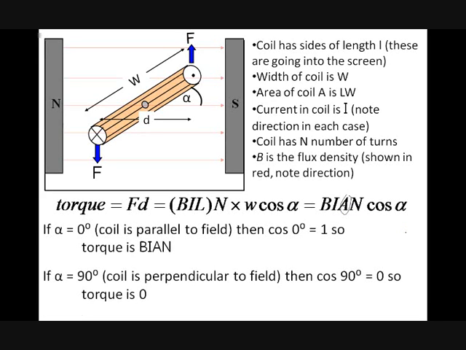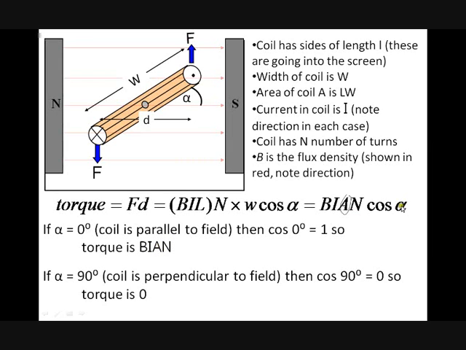Now, we need to work out when this is a minimum and a maximum. So if we just go back to a pointer. If the angle alpha is 0, so if this side of the motor is parallel to the field, so it goes straight across, then cos of 0 is 1. This gives us a value of 1 for cos alpha. So the total torque becomes BIAN. Now that's going to be its maximum.